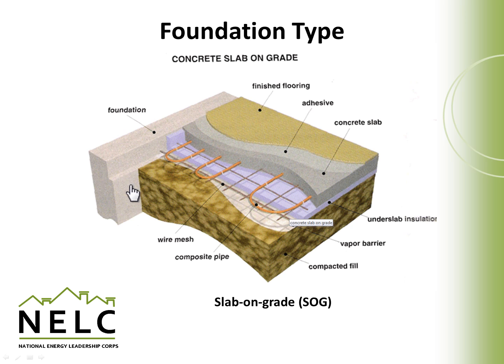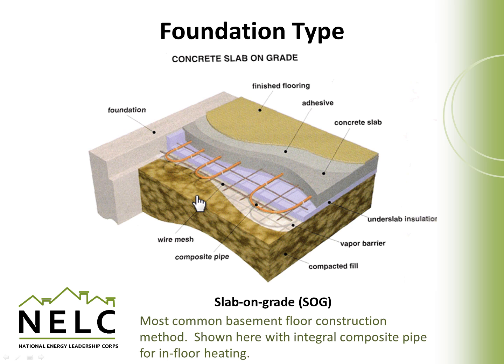And here you would have the wall foundation around the perimeter. This is a typical detail of a slab on grade, which is the most common type of basement floor construction method. And again, this detail shows integral composite piping for in-floor heating.